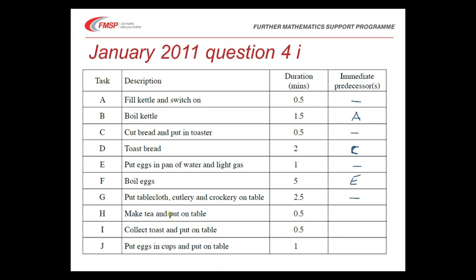So to make the tea and put it on the table we need the kettle to have boiled and the table to be ready, that's B and G. Similarly collect toast and put it on the table is D and G, and put eggs in cups and put on table is F and G.